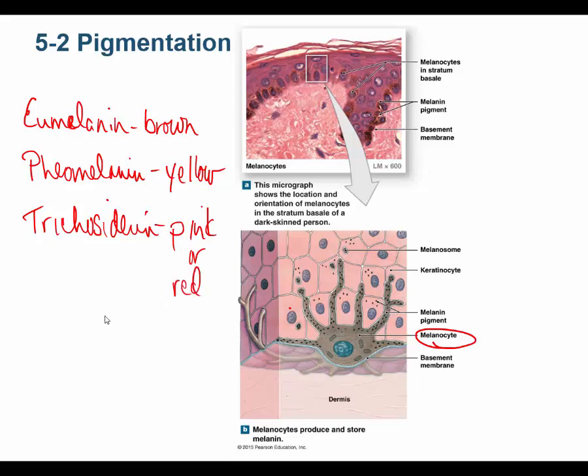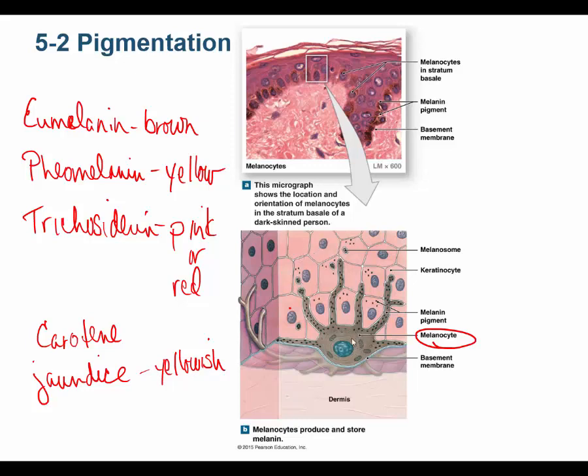Other things can add to your skin color, dietary things like carotene. You could have a disease state and have a lot of bilirubin in your body and you'd be jaundiced, and that's a yellowish color as well, but it's an abnormal yellowish color. You don't want to be jaundiced. So different things can affect your skin color.